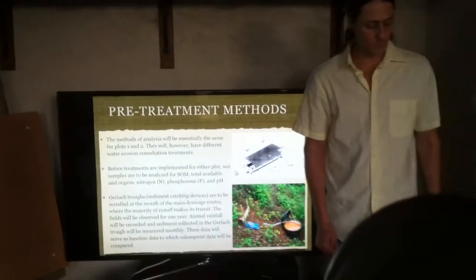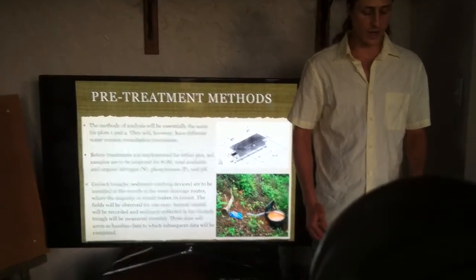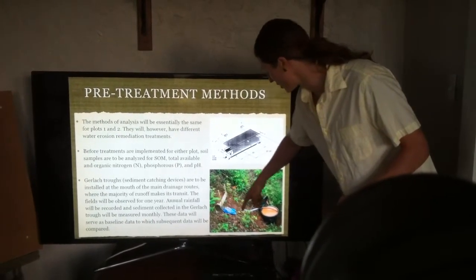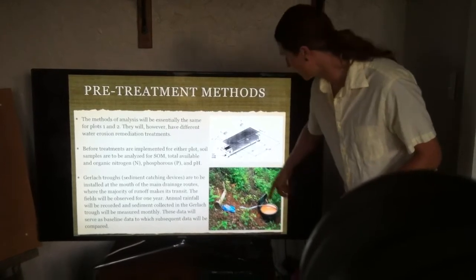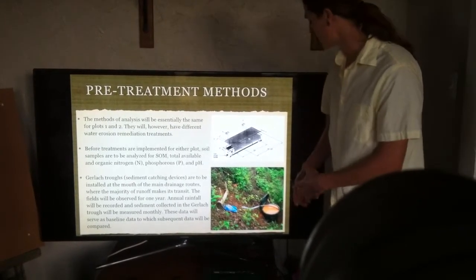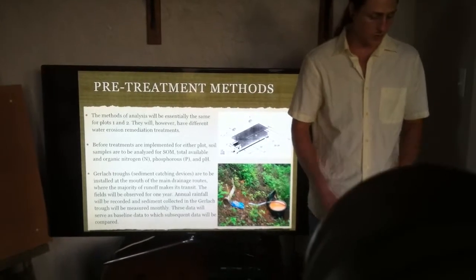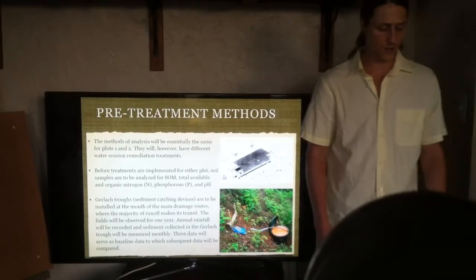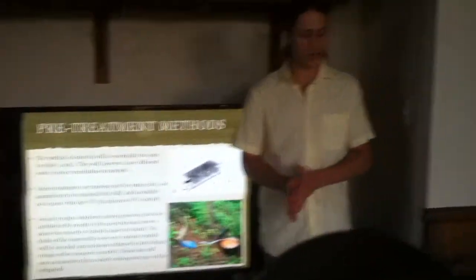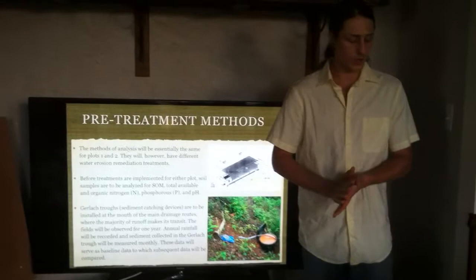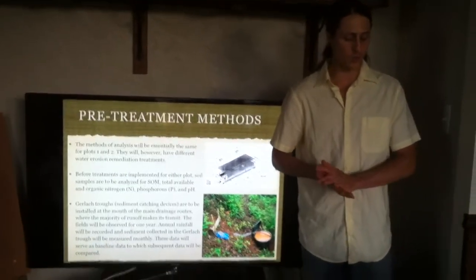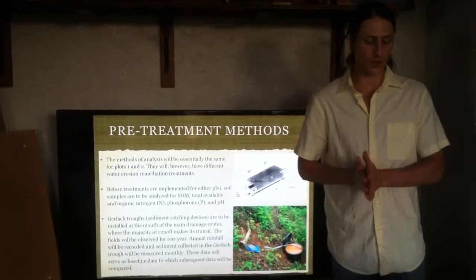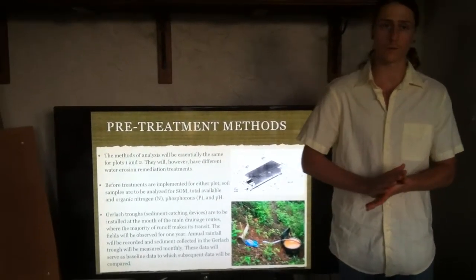phosphorus, and pH. Gerlach troughs, or sediment catching devices, which are basically a wide trough attached to a 3/4 inch hose that leads into a reservoir where the sediment can be collected and measured, will be installed at the mouth of the main drainage routes where the majority of runoff makes transit. The fields will be observed for 1 year. Annual rainfall will be recorded, and sediment collected in the Gerlach trough will be measured monthly. These data will serve as baseline data to which subsequent data will be compared.